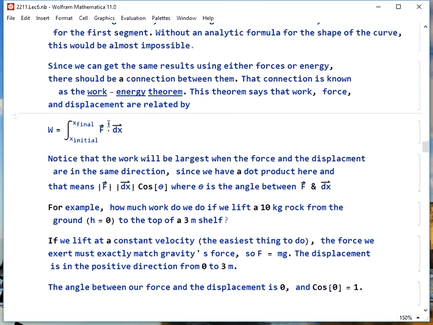This says that we can relate work, force, and displacement with this integral. Work is the integral of the dot product of the force and the displacement from the initial to the final positions. You notice here you get the largest work if force and displacement are in the same direction, since we have a dot product, and theta is the angle between the two. When we first talked about vectors, the example I gave here was someone standing behind a car pushing versus someone leaning in the window pushing on the steering wheel, and the person behind the car will do more work for the same force.